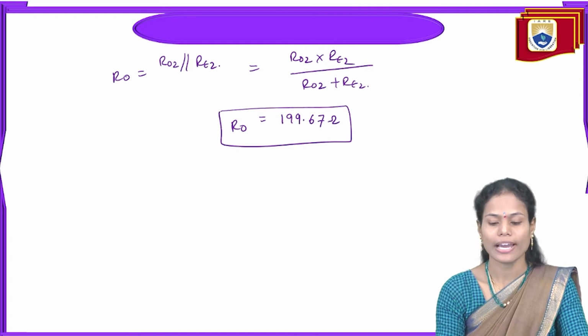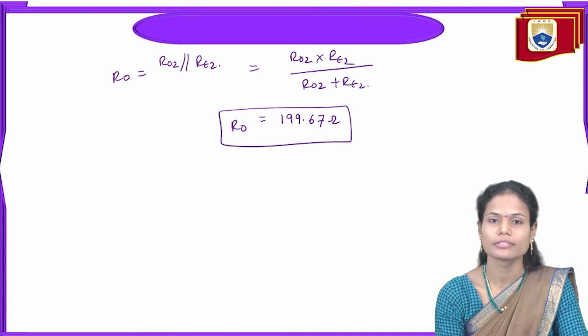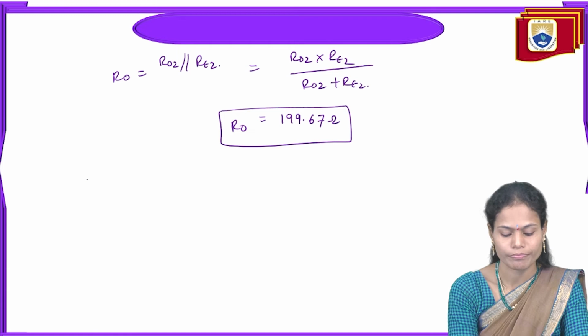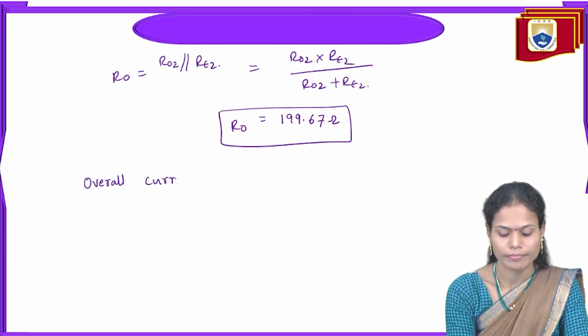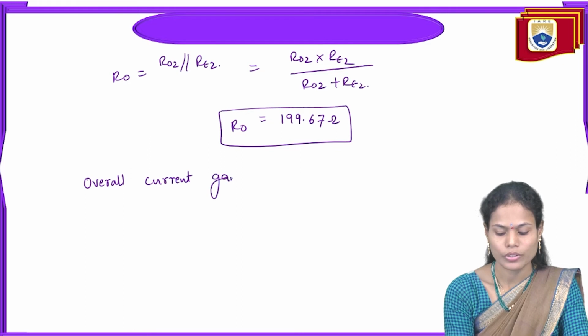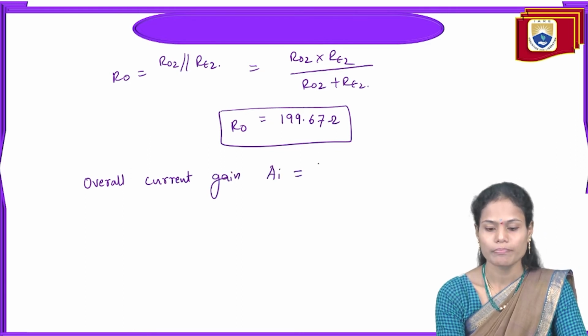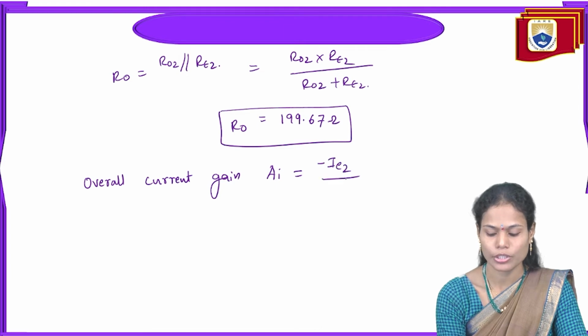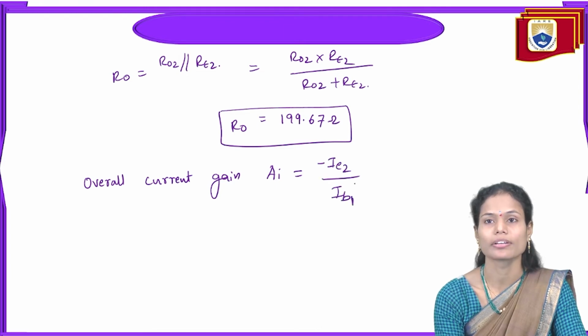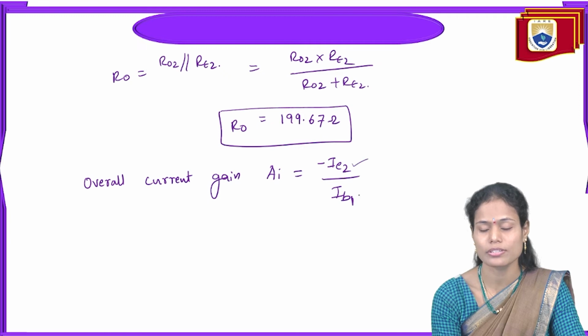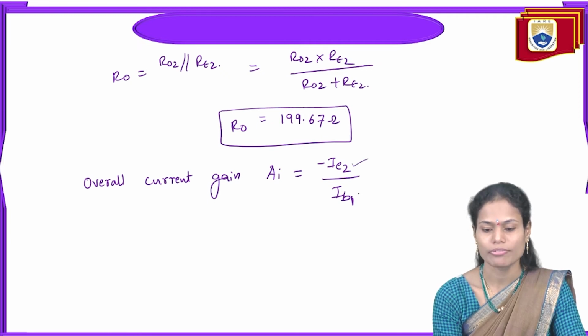And next, we need to calculate the overall current gain, that is the multiplication of the current gain of the first stage as well as the current gain of the second stage. So the overall current gain, I am taking it here as AI, that is equal to minus IE2 by IB1 here. This is the output current of the second stage, and this is the input current of the first stage.